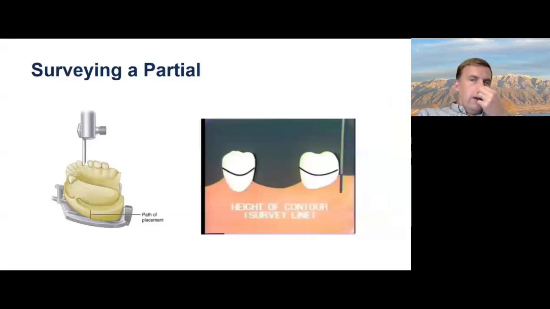So let's talk about surveying a partial. The first step in designing a partial denture, regardless of whether you're doing an analog or digital, is surveying the partial. We can use a digital or an analog process for this. We're going to talk a little bit about the analog method because the digital process is built on this analog method, but it makes it much simpler.